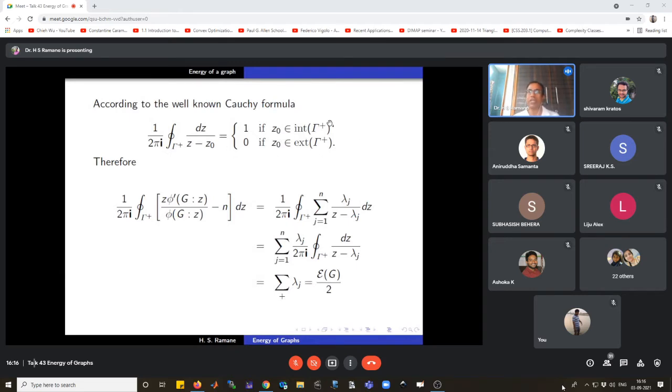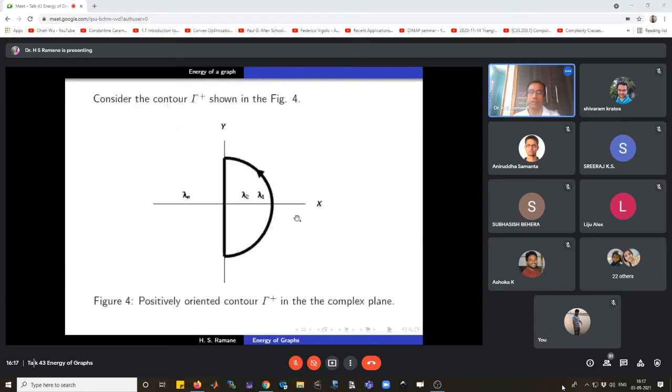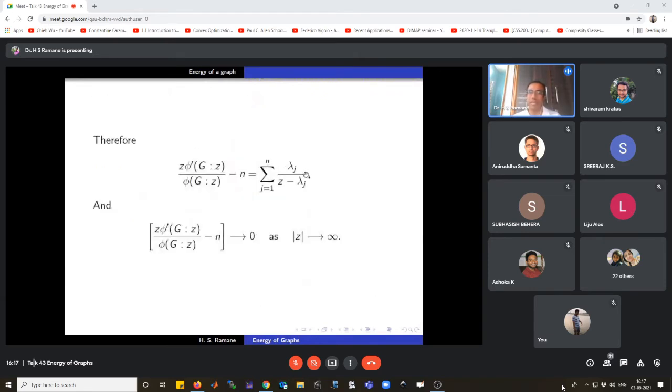Of course, z naught is in the interior as well as on the boundary. So the integral of dz divided by z minus z naught is 1 if it is inside, otherwise 0. So we'll use this now. Consider 1 by 2 pi times the integral of z pi dash divided by pi minus n, which is the summation of lambda j divided by z minus lambda j.